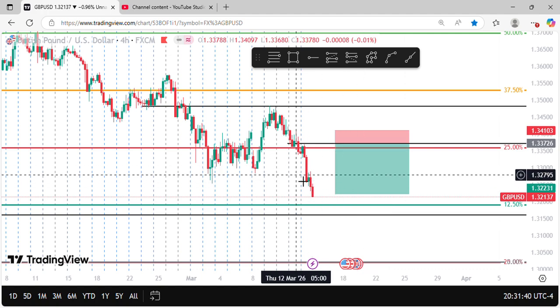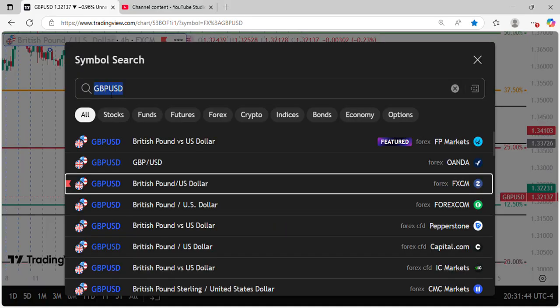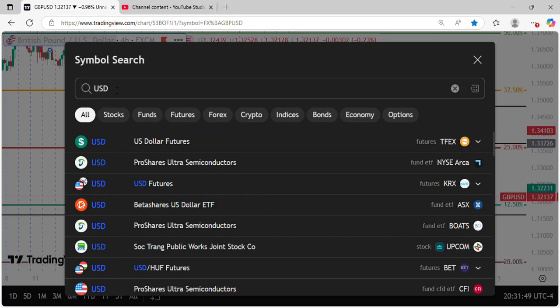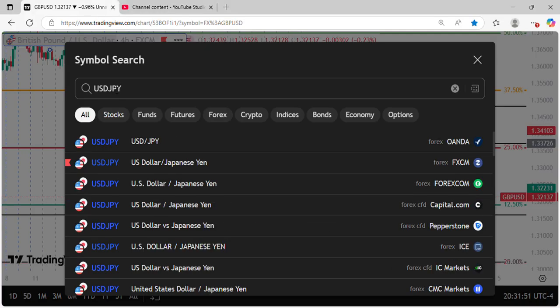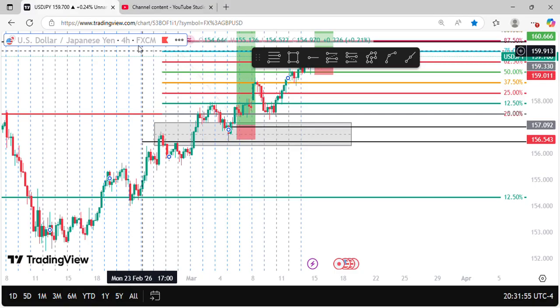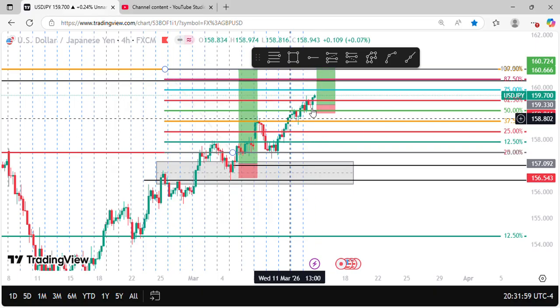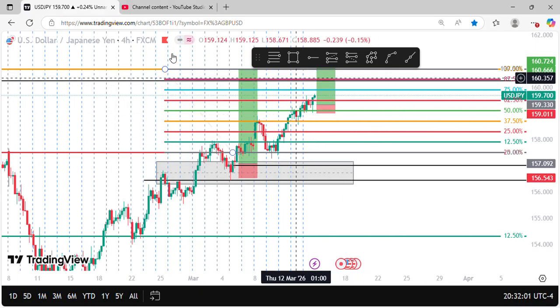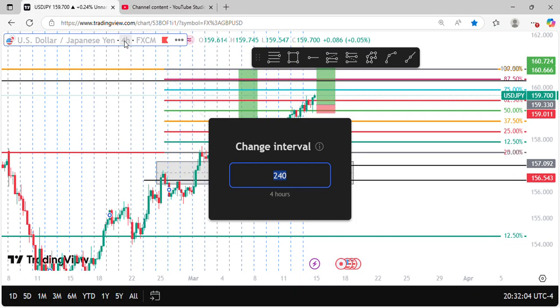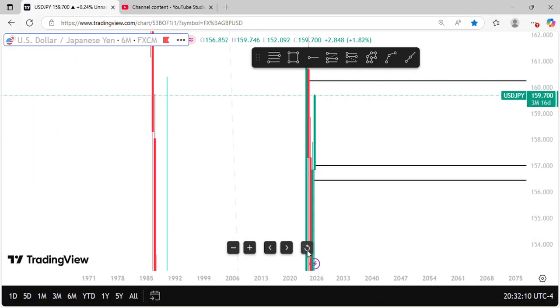Okay, and so let's move into the last one, which is going to be USD JPY. Right, so as you can see, I've already made some profits off of this, and I'm still looking for it to run higher. So with USD JPY, we are going to start from the 6 months time frame.